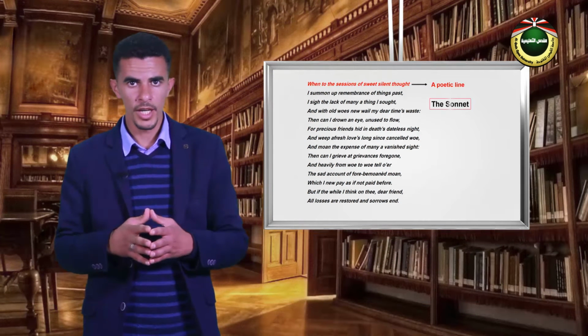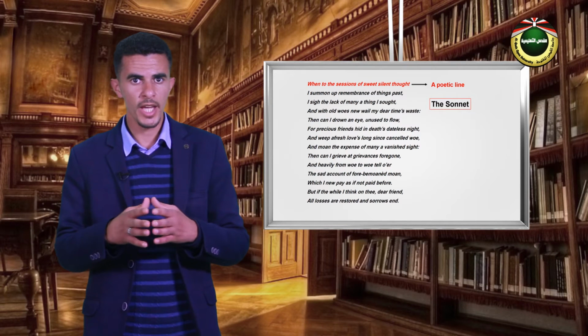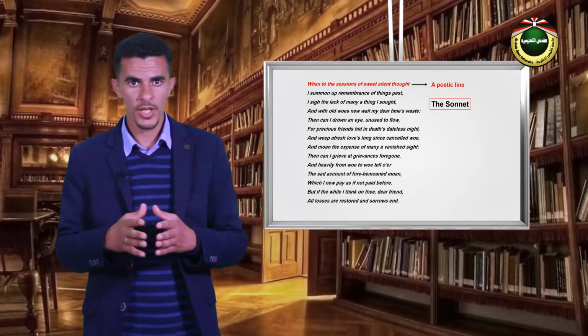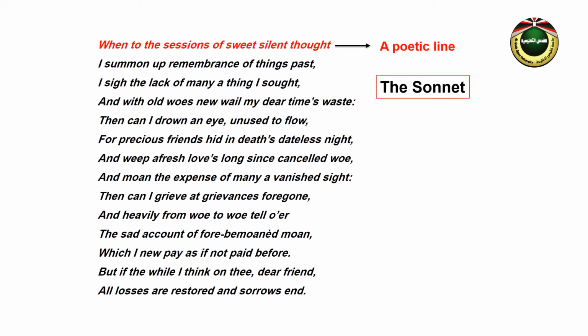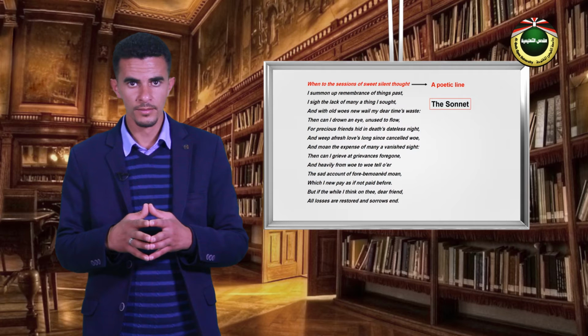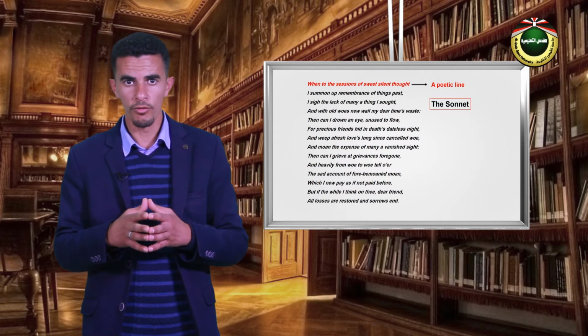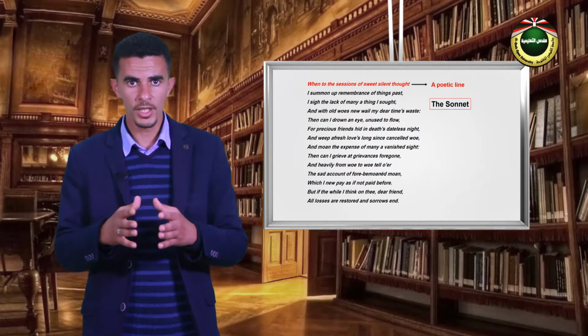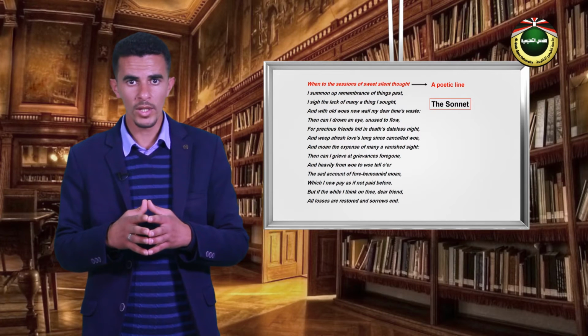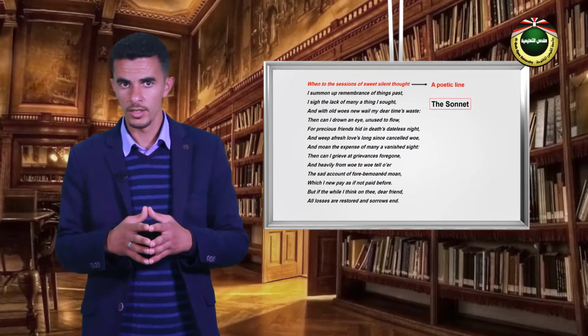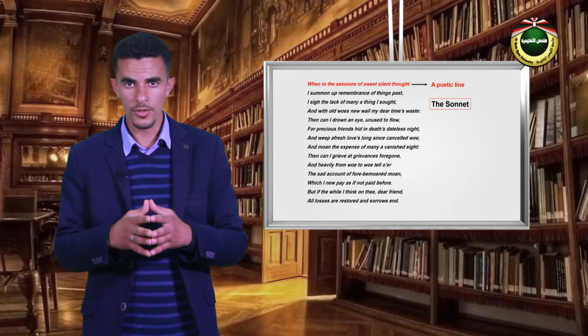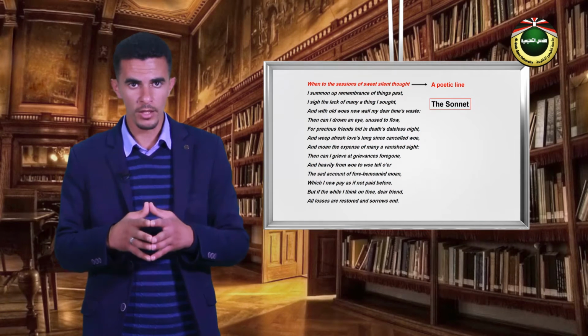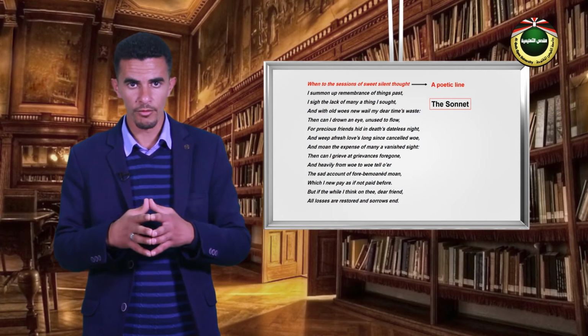First of all, every line in the poem is considered a poetic line. For example, "When to the sessions of sweet silent thought" is a poetic line. So, let's count the lines of the poem. The poem consists of 14 lines. Depending on the number of lines, what type of poetry is it? It is a sonnet, because a sonnet is a 14-line poem, usually about love.